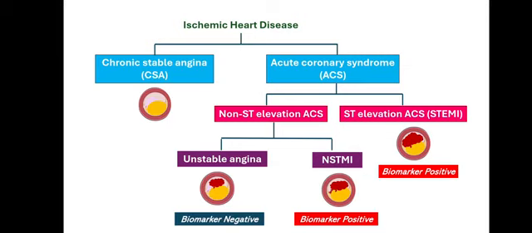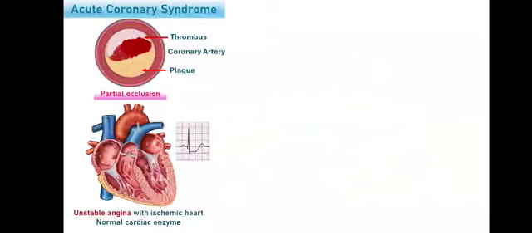But when the block is near total or total occlusion, it will cause necrosis of the cardiac muscle and develop non-ST elevation ACS or ST elevation ACS. Near total occlusion causing subendocardial infarction is non-ST elevation ACS with rise of cardiac marker, whereas total occlusion causes transmural infarction with ST elevation acute coronary syndrome and rise of cardiac biomarker.